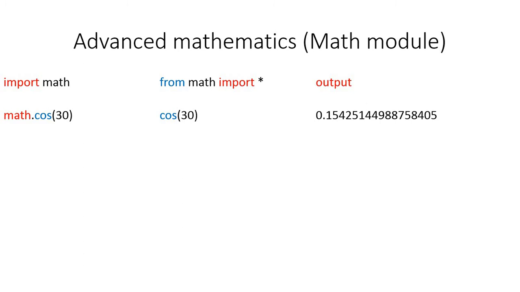Here, if you use import math, then you will have to use math with every command stored in the math module. For example, you want to find the cos of 30, then you will have to type math.cos, because cos is a function found inside this math module, and you have not imported every function from it. That's why you type math, then dot, then cos, and then 30. But in this case you don't need math here. You can directly use cos 30 because you have imported the cos function, the sine function, the log function from that math module.